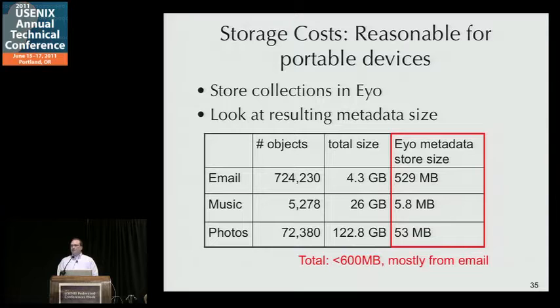So if you want to know how much metadata you're going to need to store, that's basically determined by how many objects you have. In this collection, we have vastly more email messages than anything else, because those are very small, and it's sort of the worst case for this kind of system.